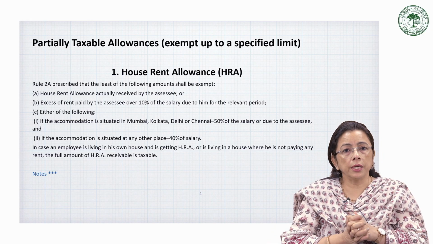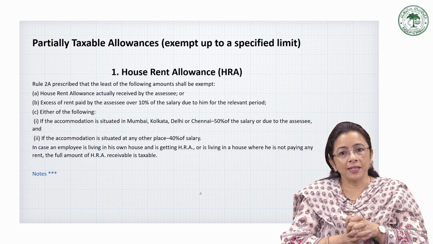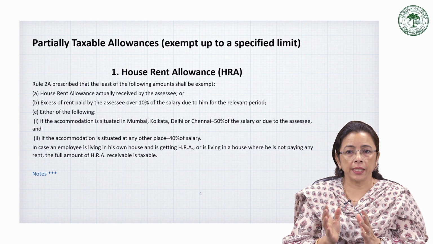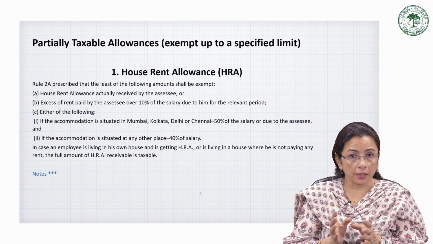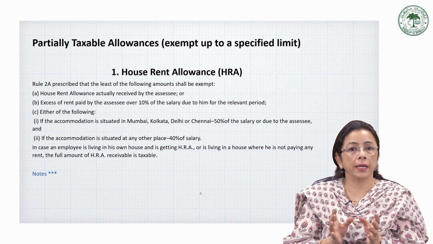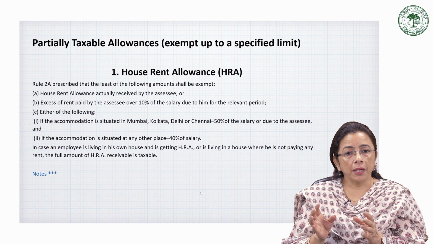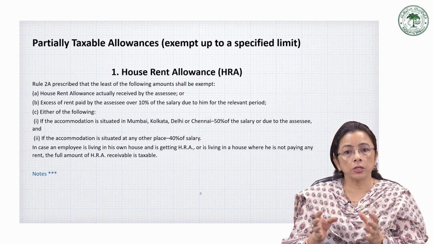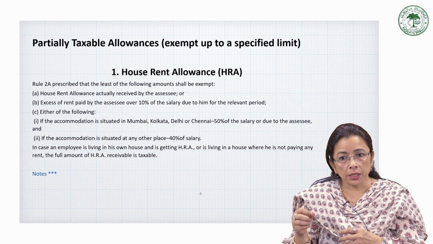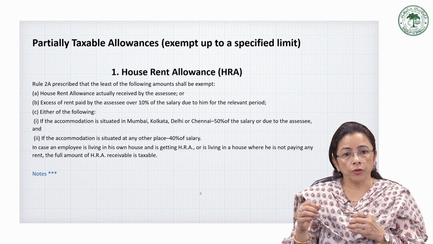Coming to house rent allowance, or HRA in short, it is an allowance which is granted by the employer to the employee in order to meet the expenses incurred on the payment of rent for a residential accommodation which is occupied by the employee. However, the entire amount of HRA received is not always exempted from tax. The exemption is restricted to the least of the following three amounts.